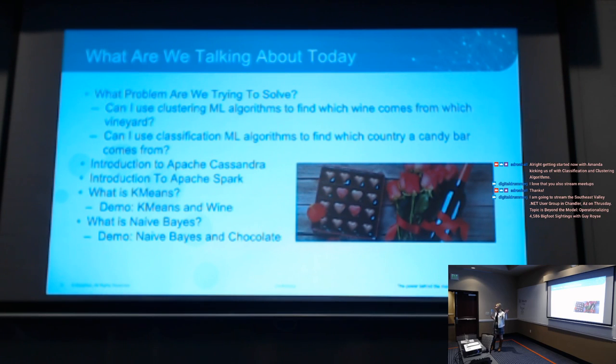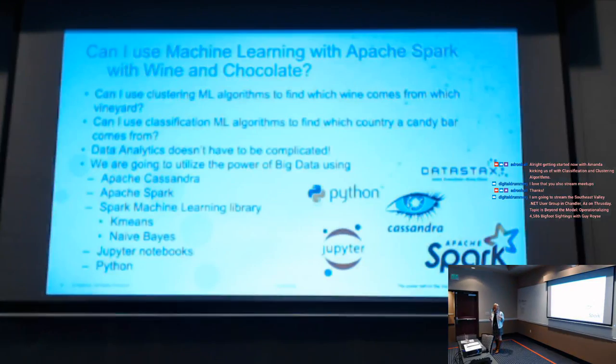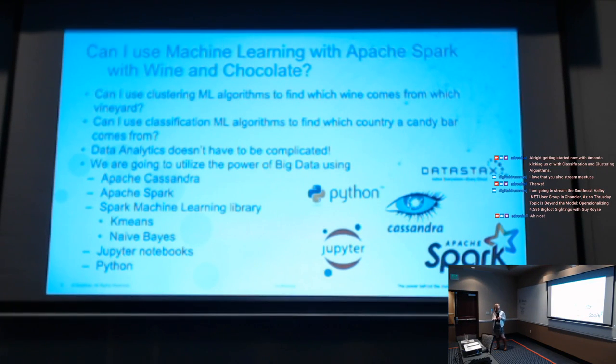What is k-means? Because that's going to be the machine learning algorithm we're going to use for our clustering. And then we're going to talk about naive Bayes, which is what we're going to use for classification. And we're going to use that on our chocolate. We're going to have 2 demos with that as well. So again, the problem we're really trying to solve here: can I use machine learning with Apache Spark with wine and chocolate? And yes, you can.